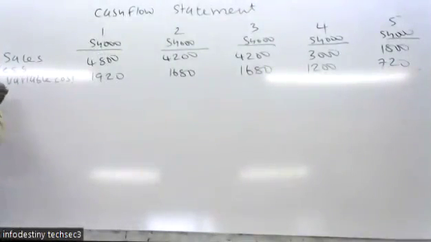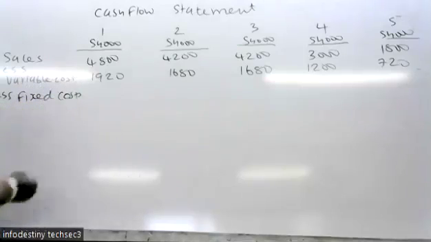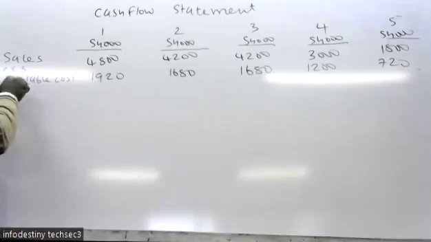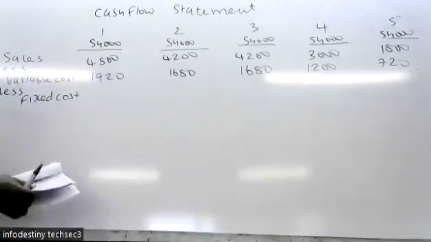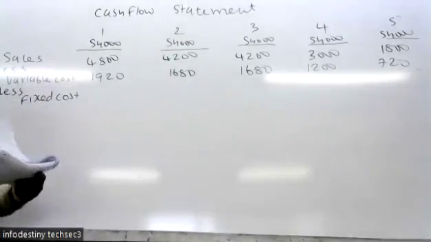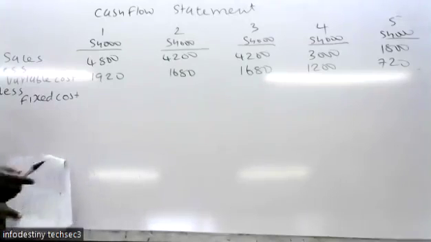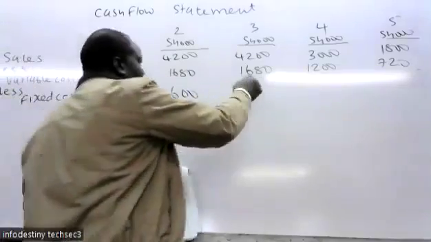Also subtract the fixed costs. So fixed costs were given to you. When you go to note number 2, fixed production cost excluding depreciation will amount to how much per annum? So we record the 600,000 every year because it's per annum.